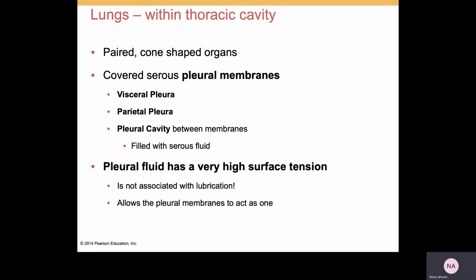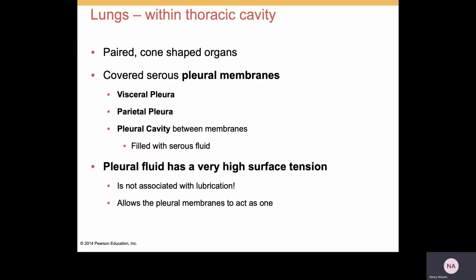Now, the lungs themselves are paired, cone-shaped organs. Think way back to when we talked about membranes, and the difference between mucous membranes and serous membranes. The lungs are covered by serous membranes, which are called the pleural membranes. All serous membranes have two layers, the visceral layer and the parietal layer. The visceral layer sits right atop the organ and follows its contours. The parietal layer is the more superficial layer.